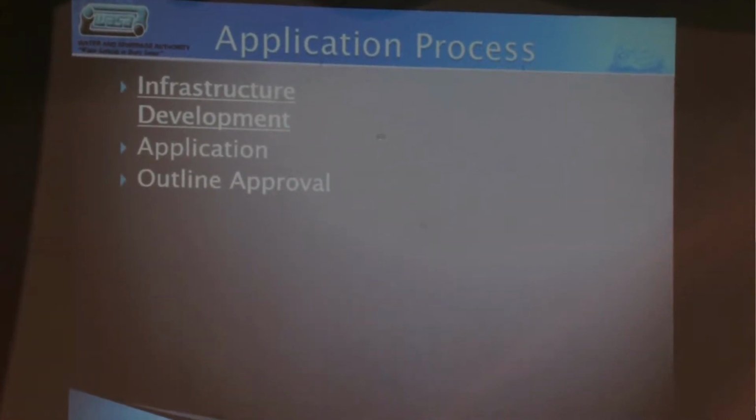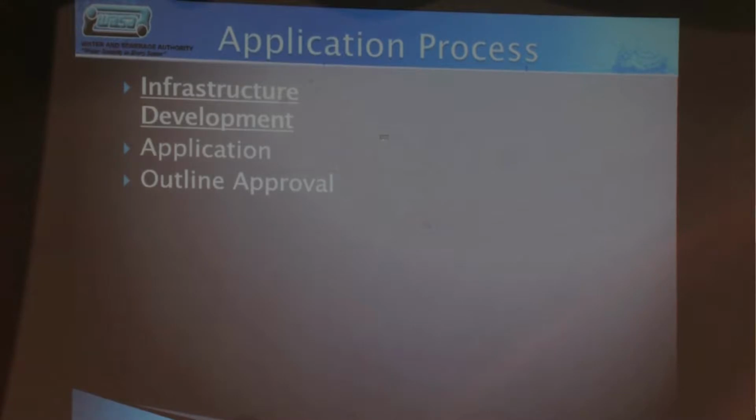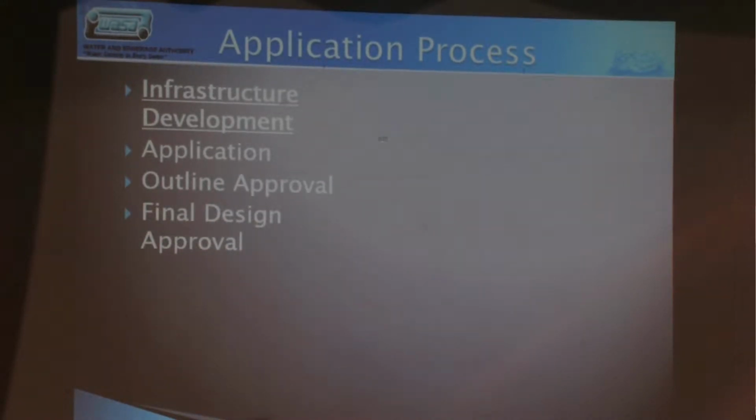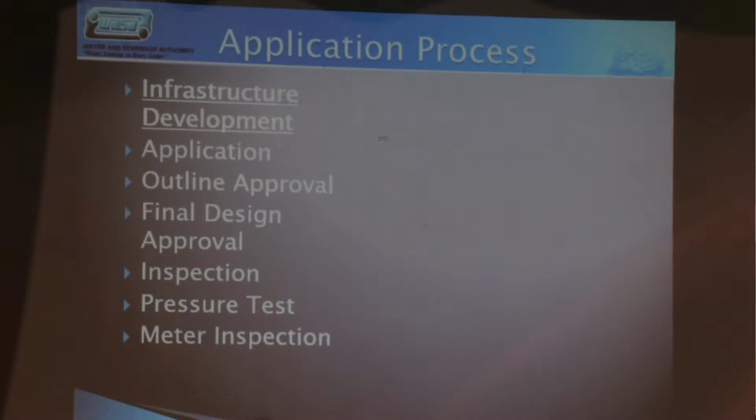So the application processes, infrastructure development. Of course, there's the application. You submit the application to us, and there are certain things that we will do with the application. Coming out of that, we'll grant an outline approval. You would submit designs and so on to us. We'll grant a final design approval, which is a misnomer to an extent. We have removed the word final. Then we get into the inspections, pressure testing, meter inspections. We do the interconnection for the water, and of course that culminates in the granting of a completion certificate.